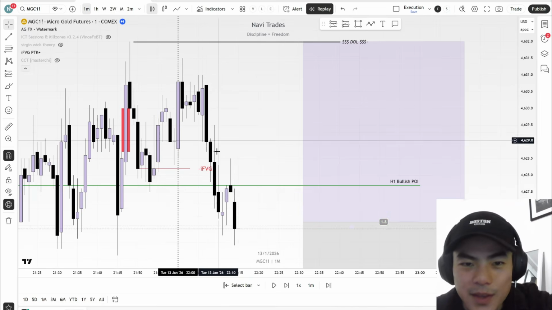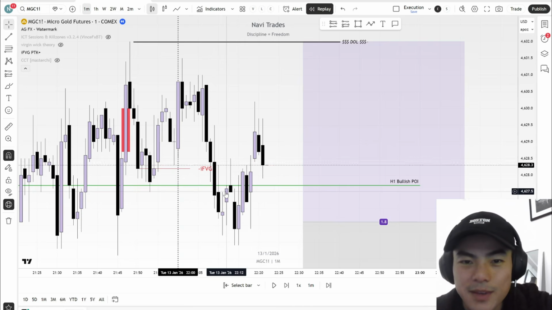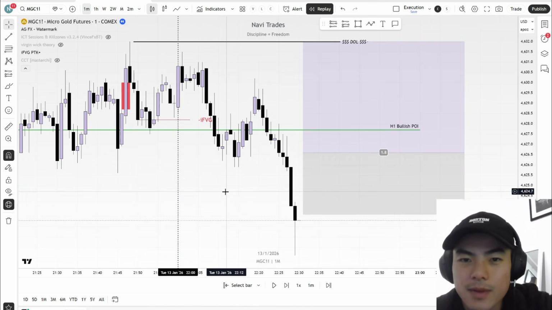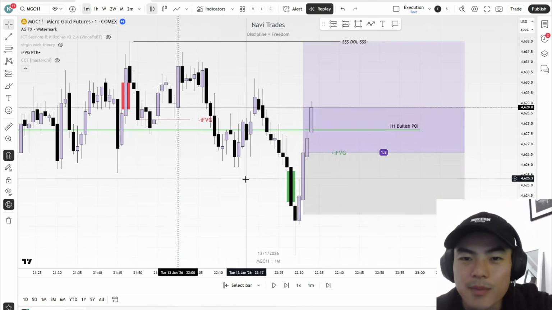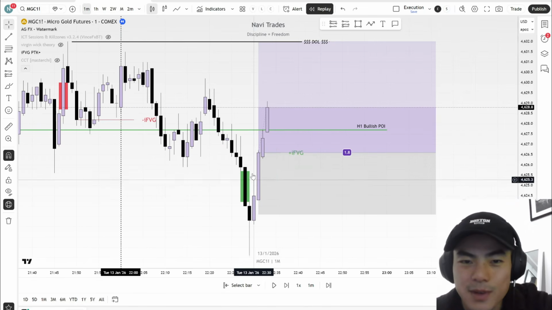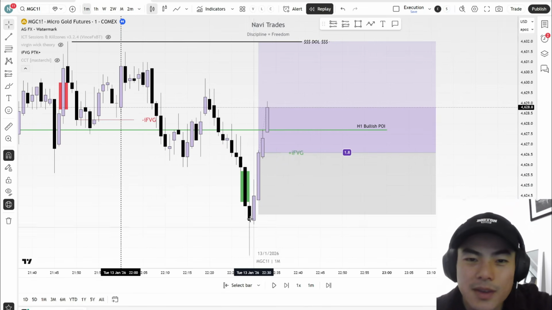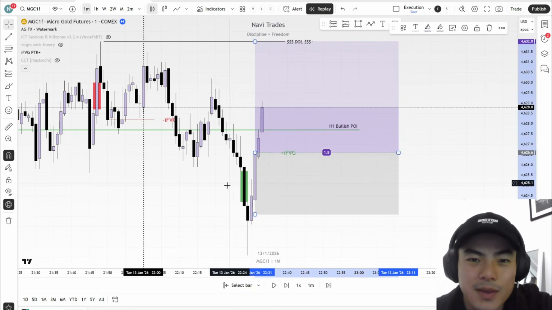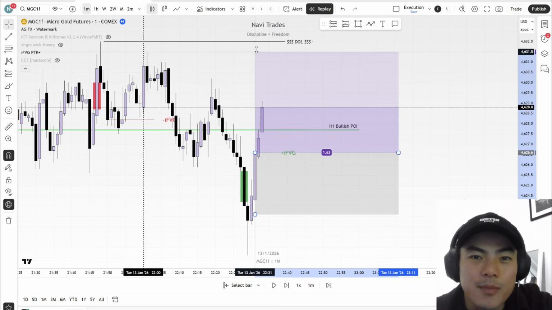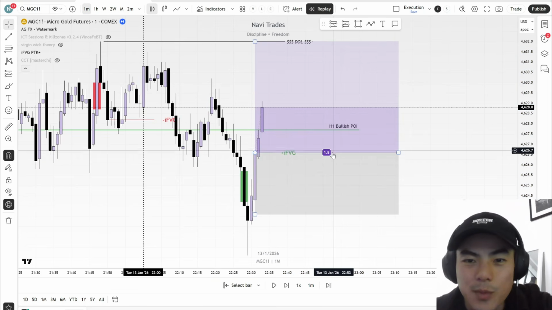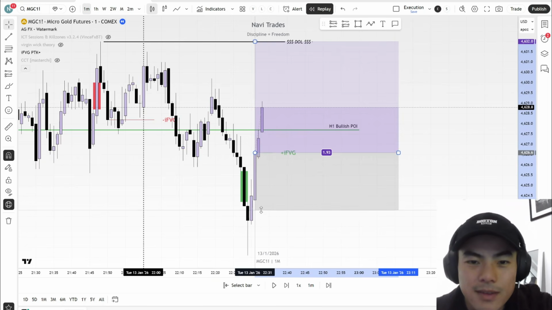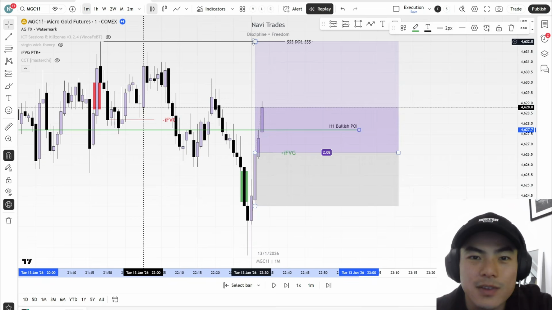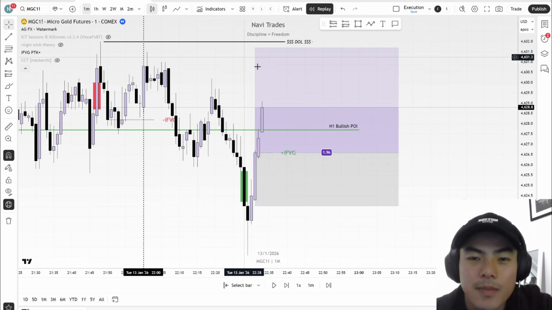Okay, POI gets engaged. No IFVG yet. Boom. There is your confirmed IFVG. Nice strong one, very thick and huge liquidity sweep. So you would enter there. Yeah, targeting that draw on liquidity, 1.8R. I mean, you could even put your stop just below the IFVG. There, 2R, just like that. Bang.